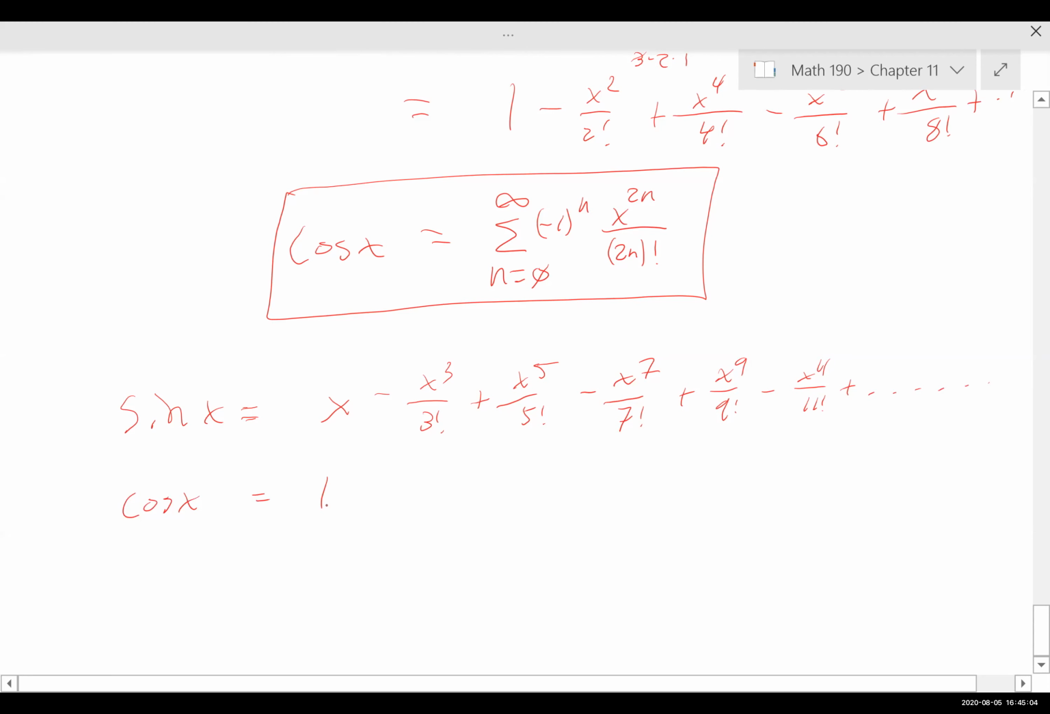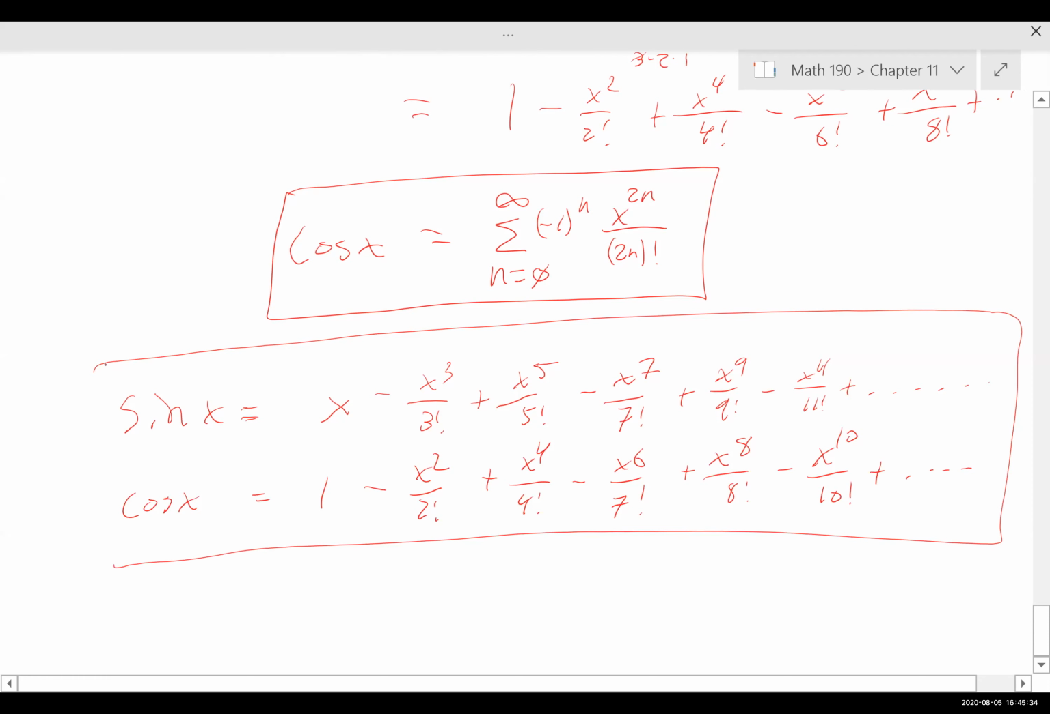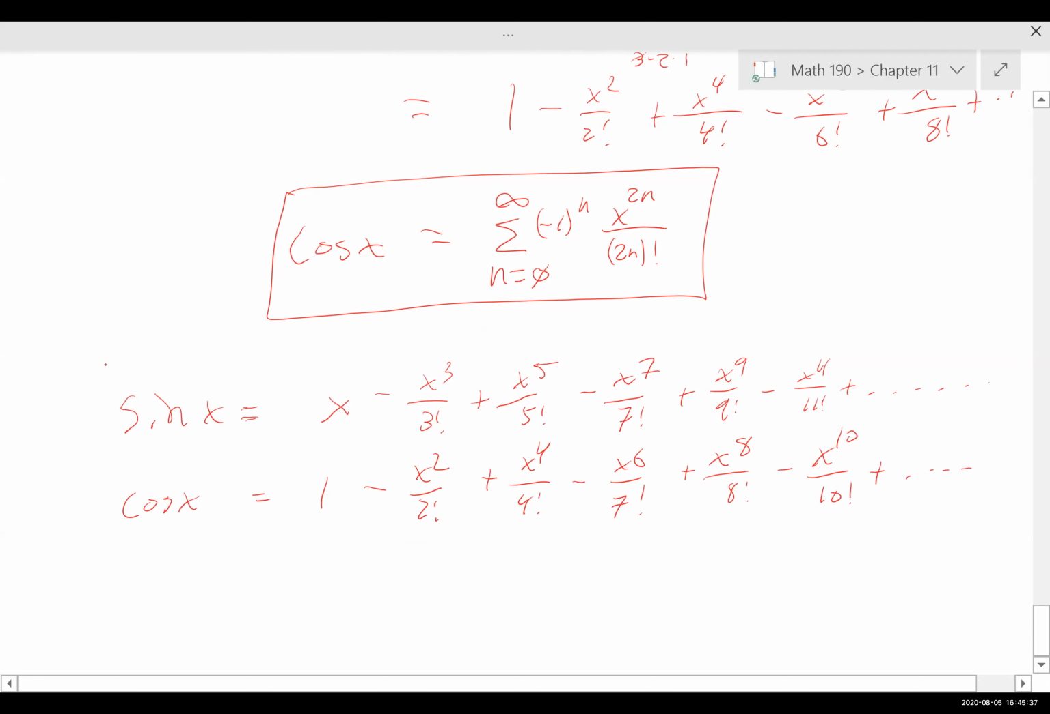Cosine of x was 1 minus x squared over 2 factorial plus x to the 4th over 4 factorial minus x to the 6th over 6 factorial plus x to the 8th over 8 factorial minus x to the 10th over 10 factorial plus dot, dot, dot. This is going to be very important in a minute to know this. What just happened to my line? Sorry. Come back, Mr. Line.